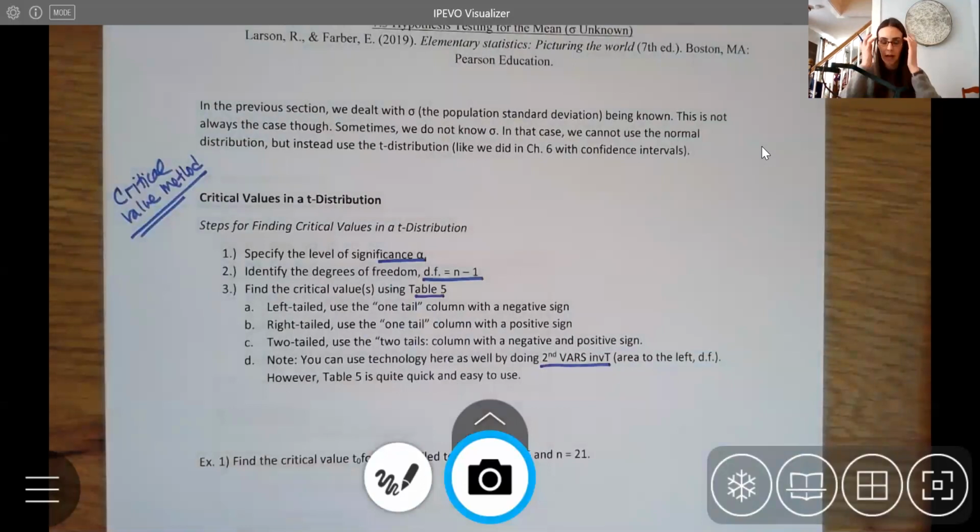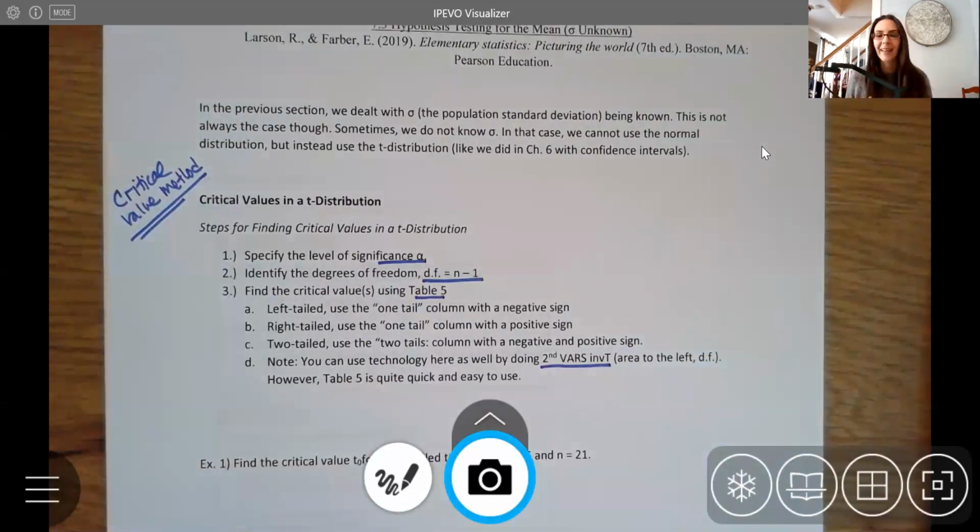So this is one of those rare times where normally, if you haven't noticed by now, I'm very much for using technology. It makes your life much easier and faster. But this is one of those rare cases where table 5 is rather quick and easy to use. And it's not as much dependent on where the shading is. So it gives you all 3 options in the table, so you don't have to subtract from 1 or anything like that. It's really nice. So I do actually recommend the table for this section, although I will briefly show you how you can use technology if you're interested.